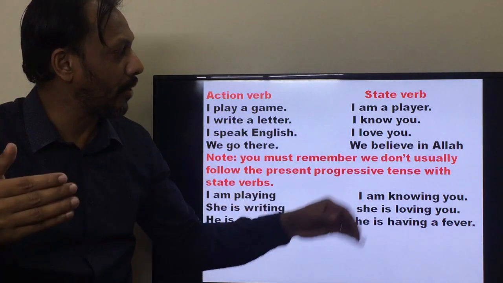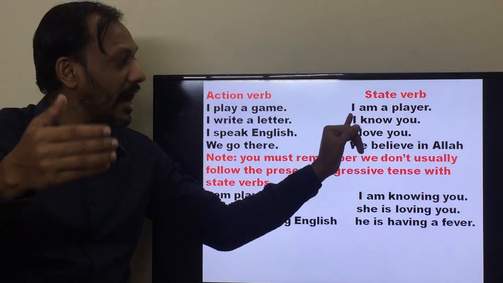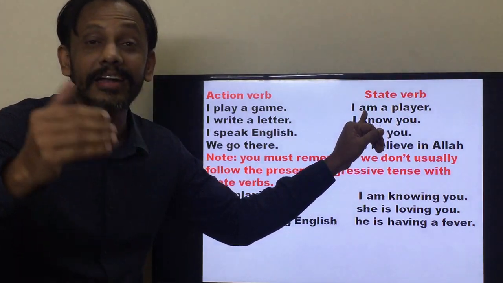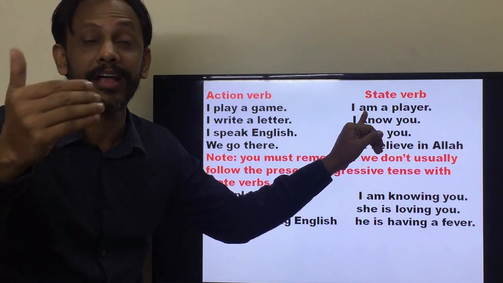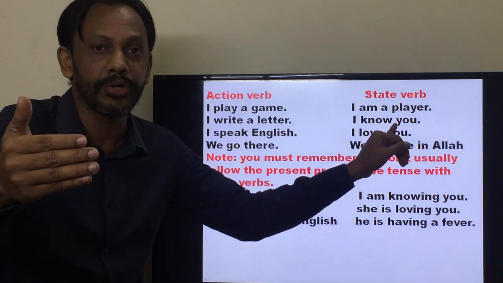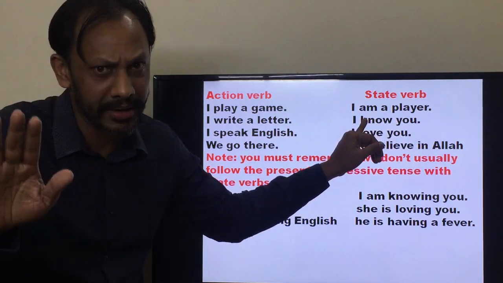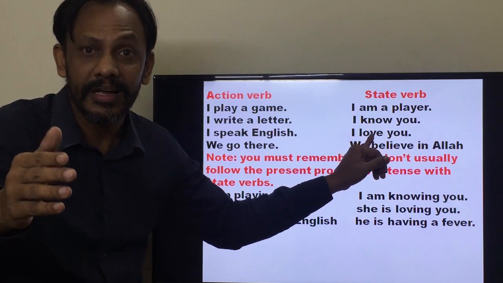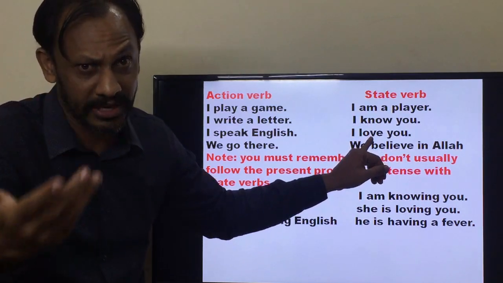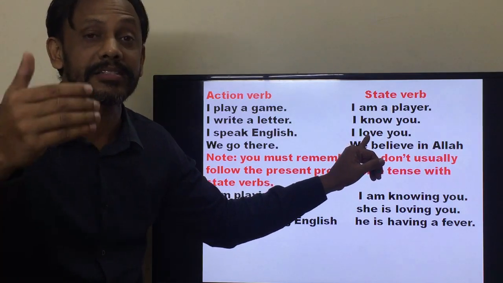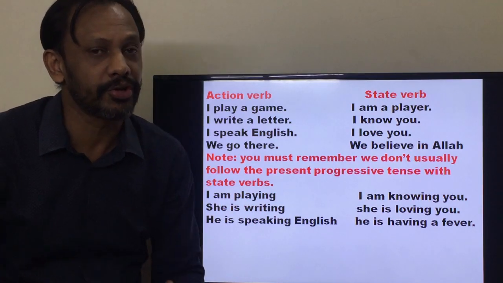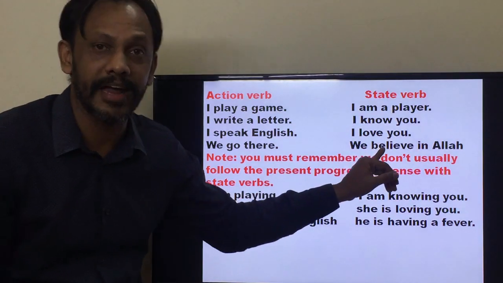Whereas when we talk about a state verb, I am a player. This am here is not a helping verb, it is a be verb, to be verb. It's called a state verb. I know you. Know is a verb, it doesn't show an action, it's a state verb. I love you. Love is a verb, it doesn't show an action, it talks about emotion here, so it is a state verb. We believe in Allah. Believe is a verb, it doesn't show an action here, it means it's a state verb.